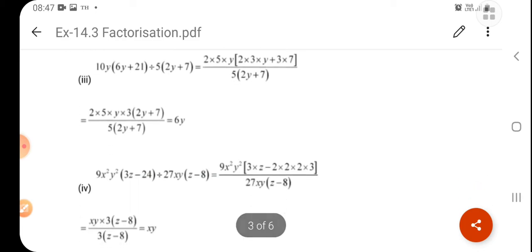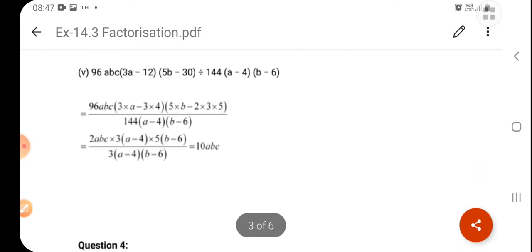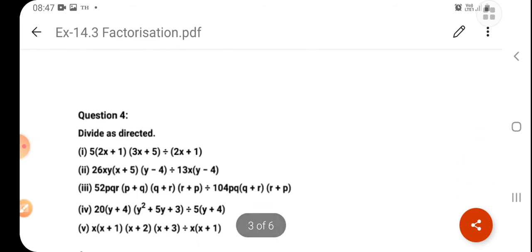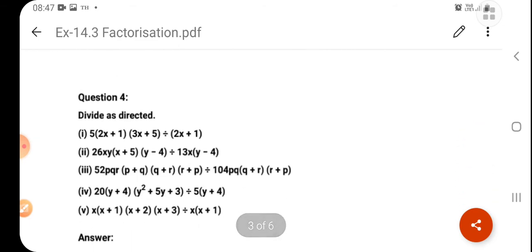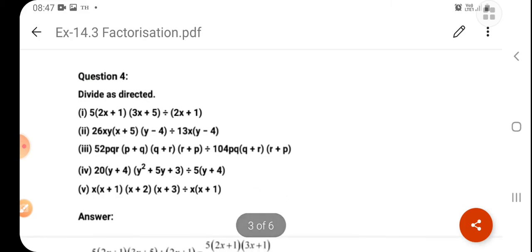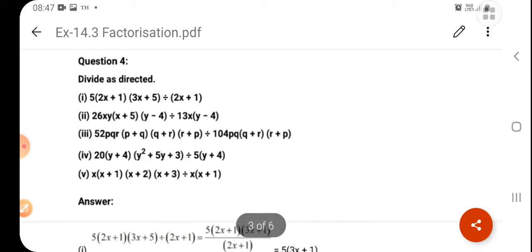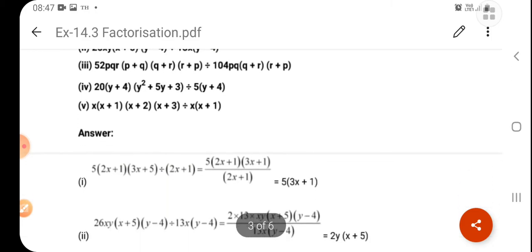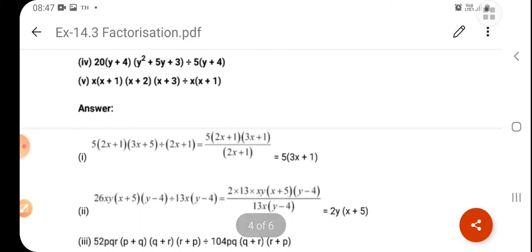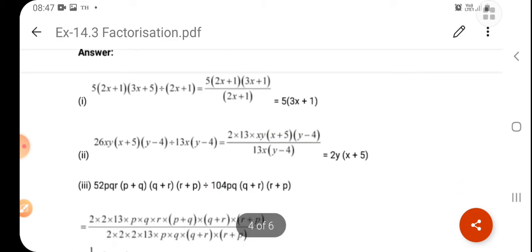In the same manner we will do all the questions of question number 3. Question number 4. Now the polynomials are getting bigger. Here there are 3 terms in the numerator and 1 term in the denominator. So we'll write them in fraction form, numerator and denominator. We will cancel out the like term, that is 2x plus 1. The remaining term is the answer.